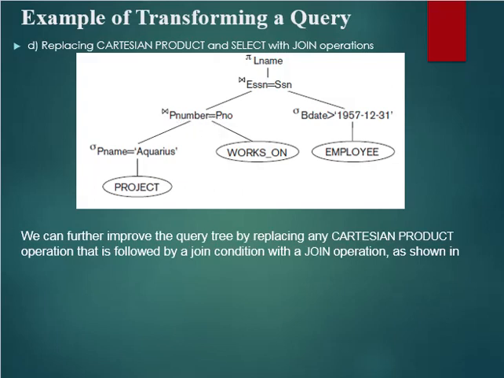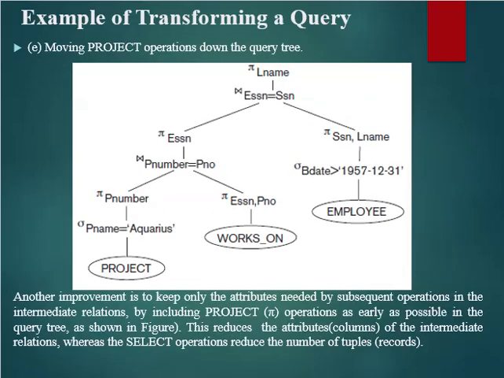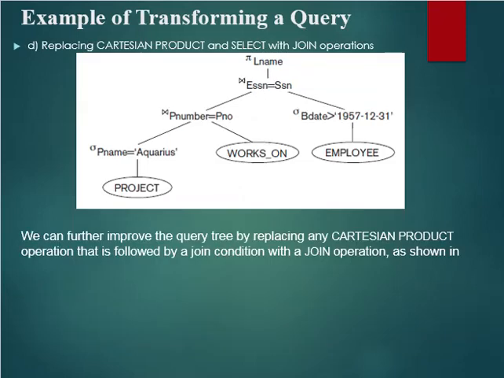The last step is moving the project operation down the query tree. In the previous tree we can see that there are a lot of attributes available in project, works on and employee, but we are only projecting the L name. At the final result we require only the last name. We don't need the address of the employee, we don't need any ID of the employee. We are not using other attributes of the employee.